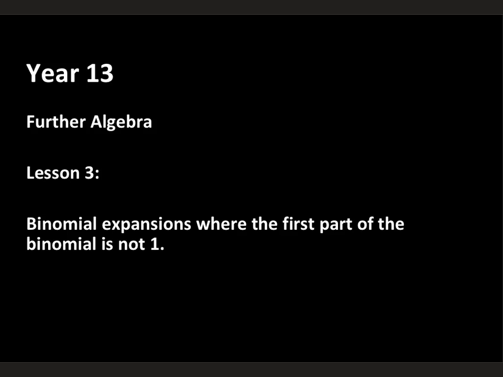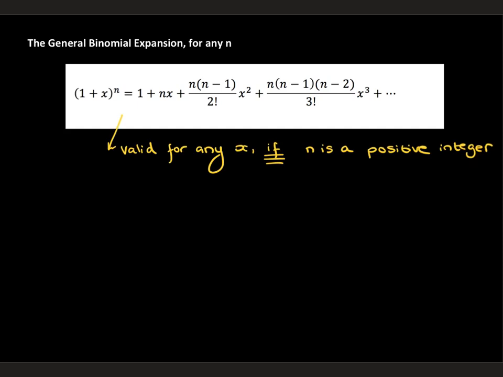Further Algebra Lesson 3, Binomial Expansions where the first part of the binomial is not 1. So in the last couple of lessons we have been using the general binomial expansion, which we can use with any value of n. What we've learnt so far is that if n is a positive integer then this expansion is valid for any value of x. We also know that the series expansion is a finite summation of terms if n is a positive integer.